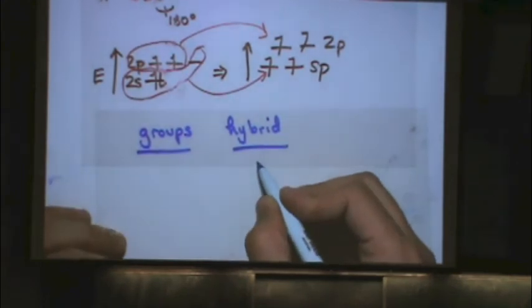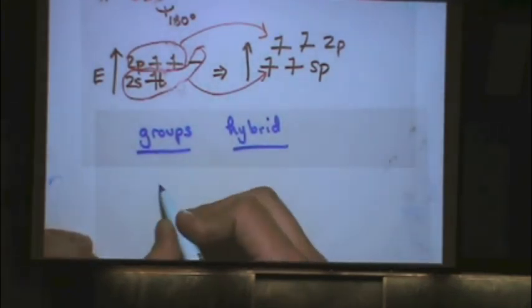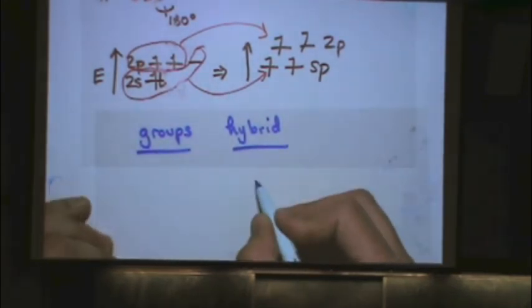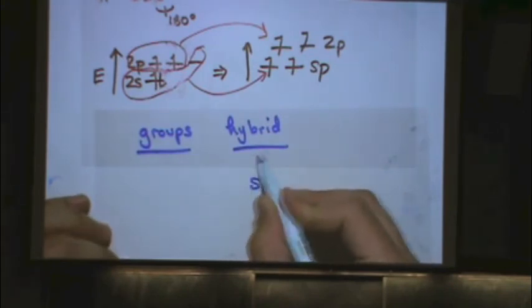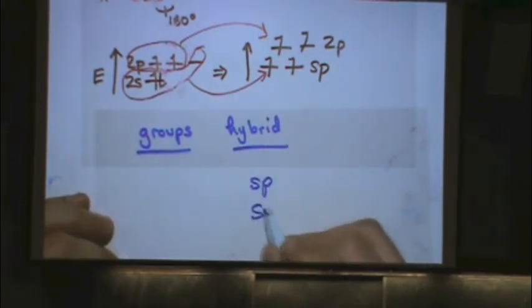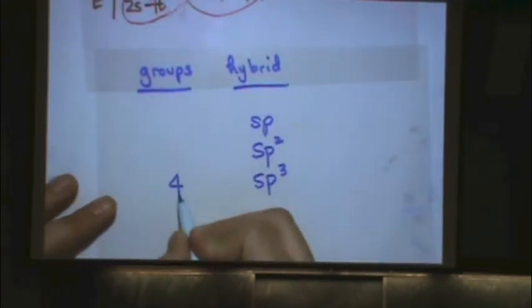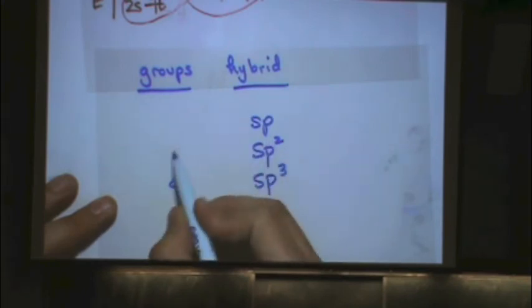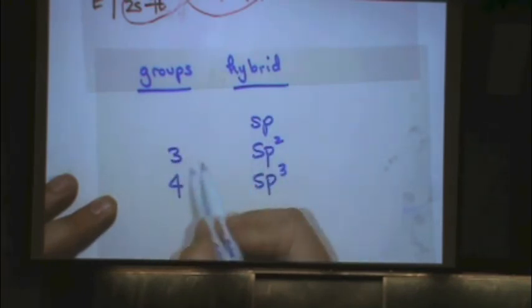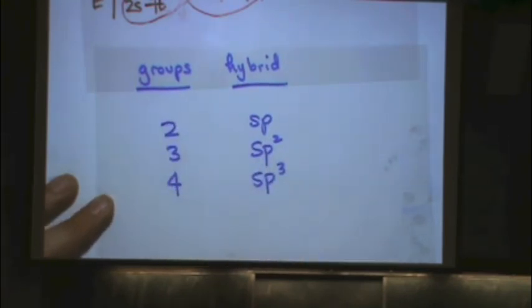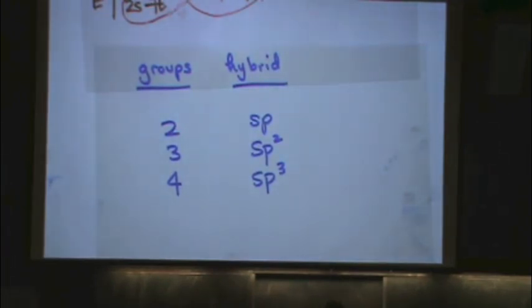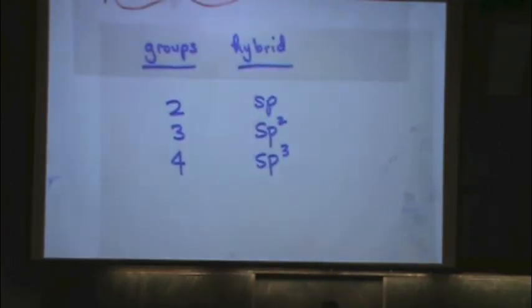So, what hybrids are there? Well, you've seen the sp. I'm going to leave a little space above this. You see the sp2 and you see the sp3. The sp3 happens when there's 4 groups. The sp2 occurs when there's 3 groups. And the sp happens when there's 2 groups. Those are the ones that are easy to draw out, so I drew those out for you.